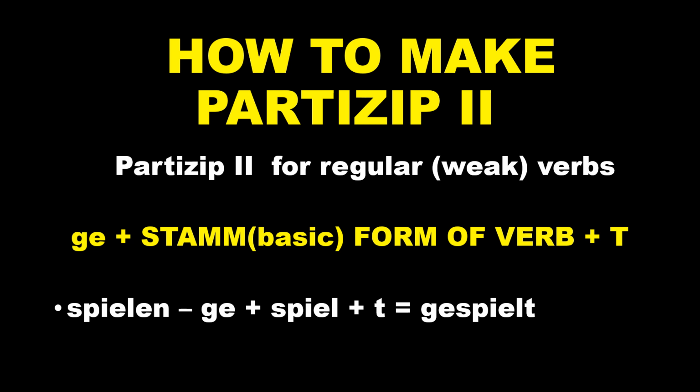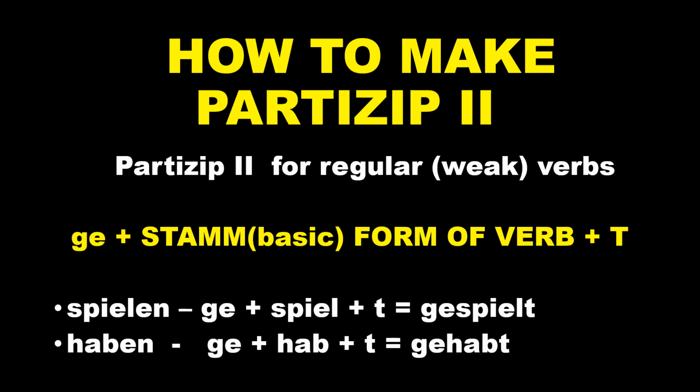Now, how to take the Stamm form? The Grundform or basic form of the verb is spiel. En is the ending, so we'll remove en, and then we'll get the basic form of the verb. So we are adding ge plus the basic form of the verb plus t. The result will be gespielt. Gespielt will be the Partizip zwei form of spielen.